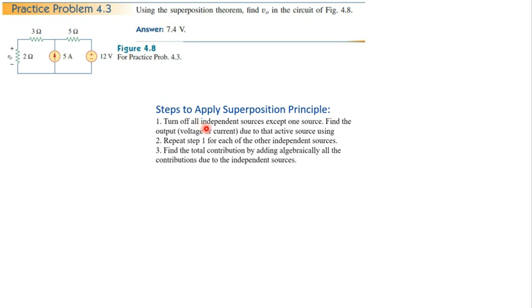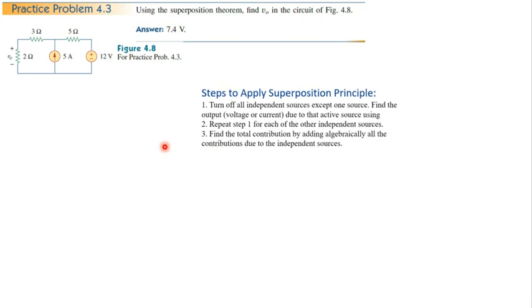You turn off all independent sources except one source and find the output. You either turn off the voltage or the current, leaving just that active source. Repeat step 1 for each of the other independent sources. Find the total contribution by adding algebraically all the contributions due to the independent sources.